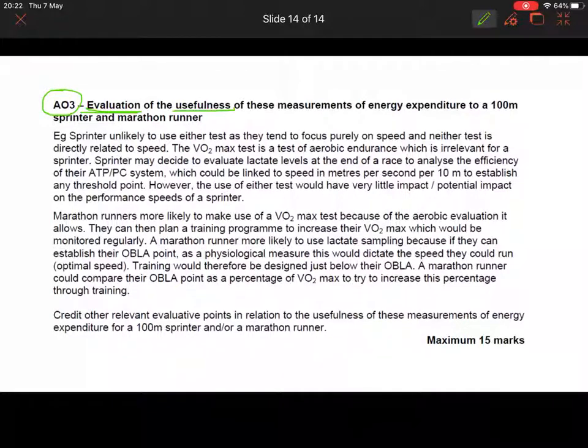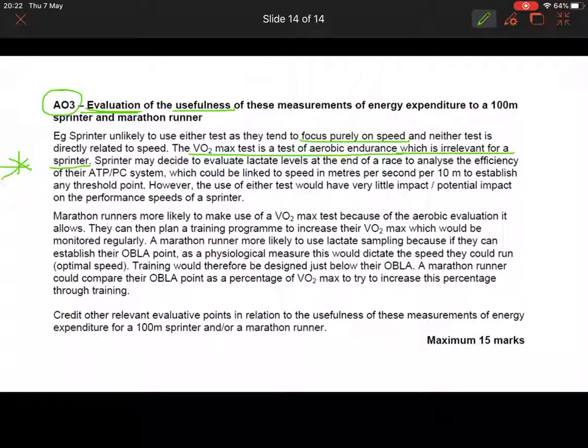So, if we look here at the sprint, this first paragraph, which I've just started, like I mentioned earlier, a sprinter, and if we go back to the continuum that we talked about when we first looked at the question, a sprinter works anaerobically, and they're focused purely on speed. The objective of the 100 metres is to run the distance as quickly as possible, and whoever runs it the quickest generally wins. The VO2 max test is a test of aerobic endurance, which is irrelevant for a sprinter because they're working anaerobically.